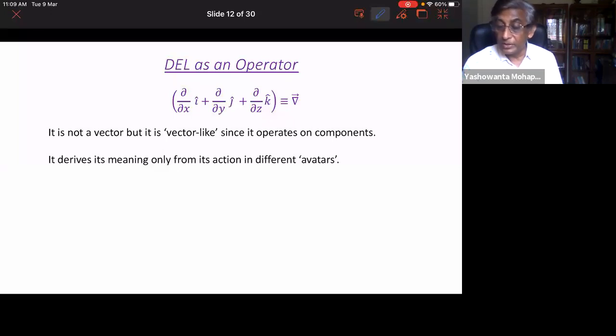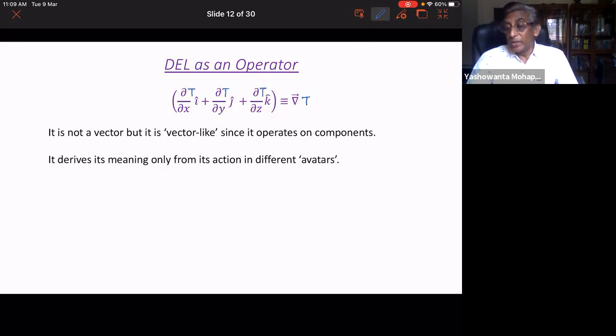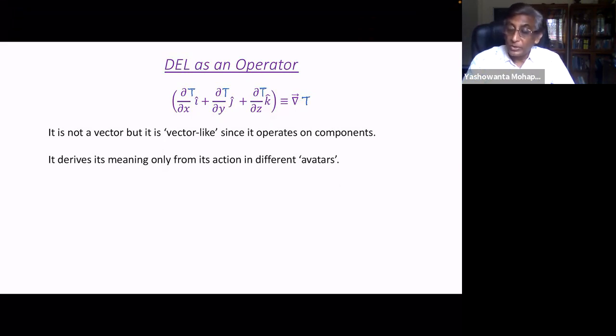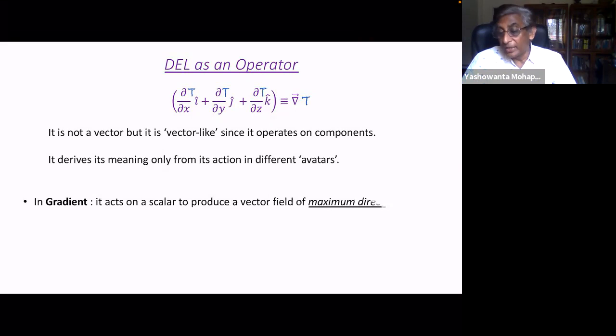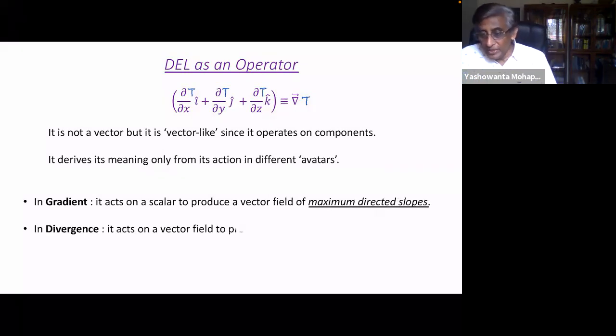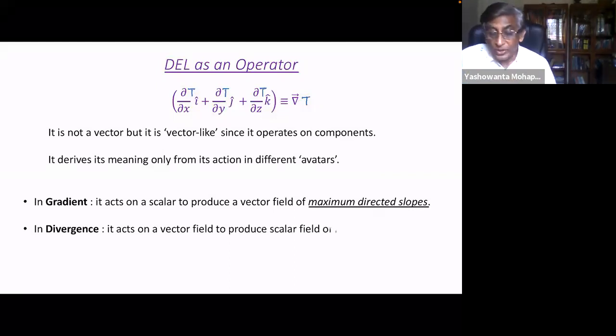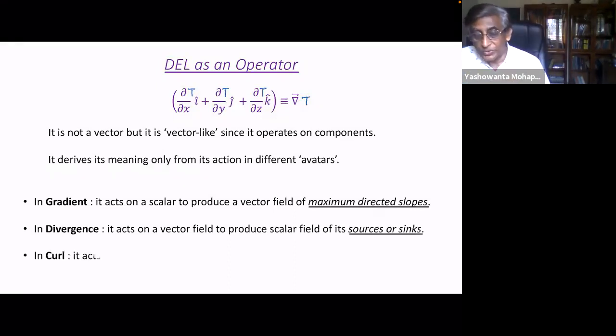For example, in this case it was 1 by r. It could be any scalar, which is grad t. Then in this case it will become grad t. So it is hungry to act on something given to it on its right. That's a scalar. All right. So in gradient, that we have already seen, it acts on a scalar to produce a vector field of maximum directed slopes. And soon we will see that the same del as an operator, we can use it in divergence, which we are coming to next.